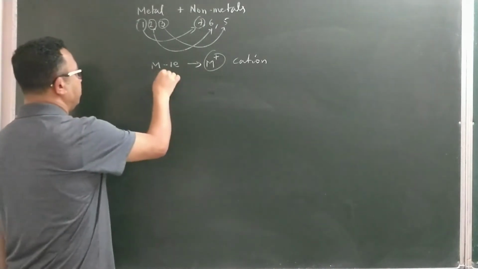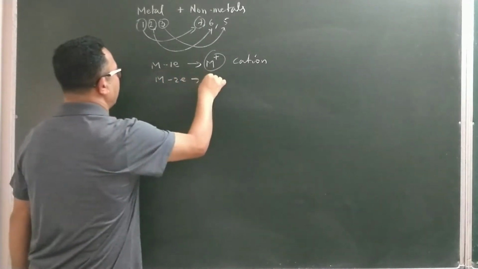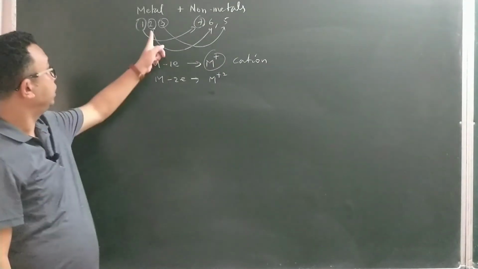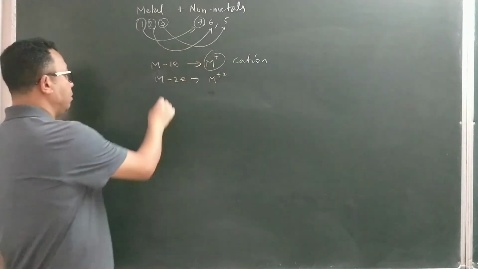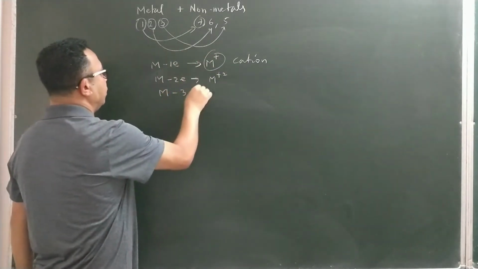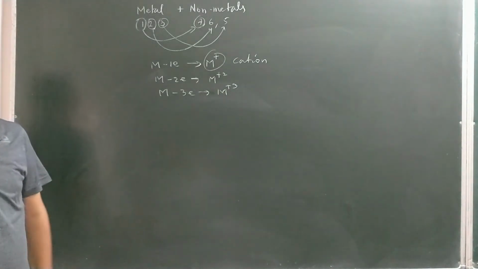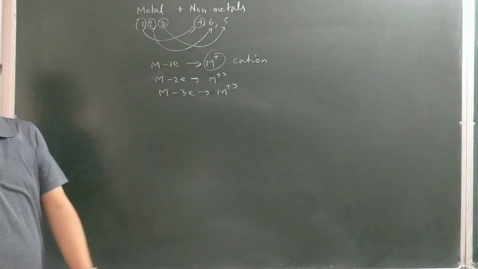And similarly, if a metal is losing 2 electrons, it will form M plus 2, or 2 plus. So this one is also a cation. It has lost 2 electrons. In the same way, a metal may also lose 3 electrons. If it loses 3 electrons, then it will form M plus 3. The loss of more than 3 electrons is not possible here, and the maximum electron loss can belong to the next video.